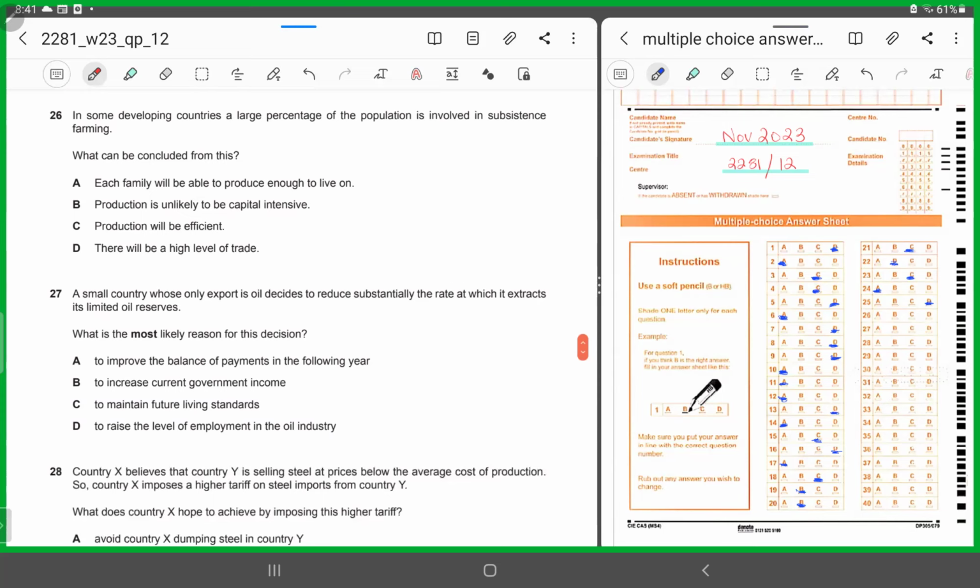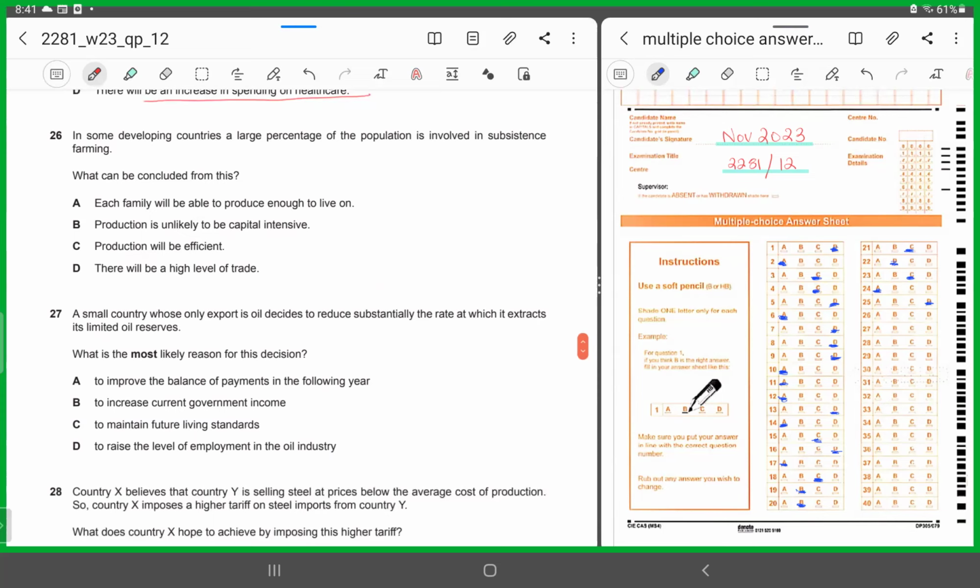26. In some developing countries, a large percentage of the population is involved in subsistence farming. What can be concluded from this? You remember what subsistence farming was? When farmers grow their crops for their own living, right? So they are sort of producing for themselves only. What can be concluded from this? Each family will be able to produce enough to live on. Production is unlikely to be capital intensive. Production will be efficient. There will be a high level of trade. There cannot be a high level of trade because they're growing it for themselves only. They're not using it for economic purposes.